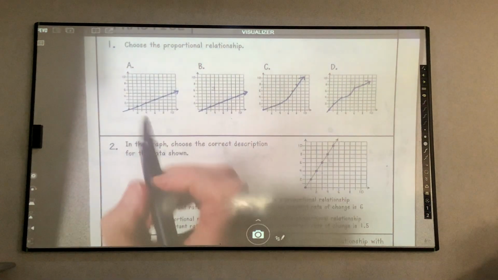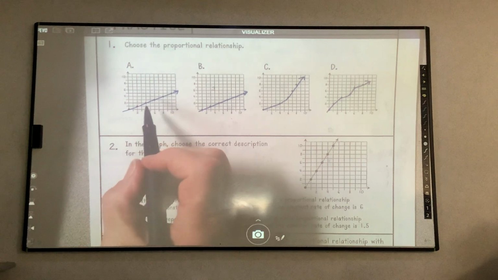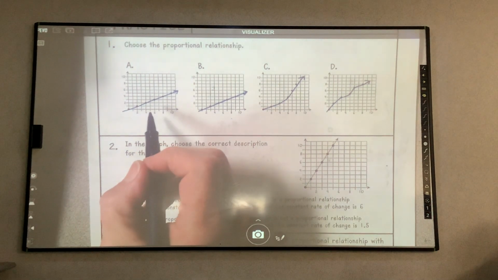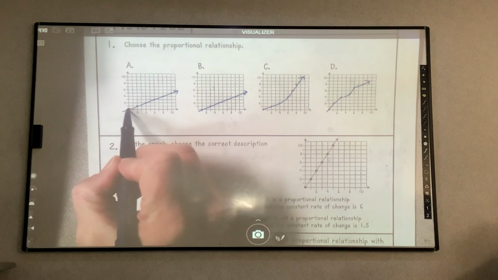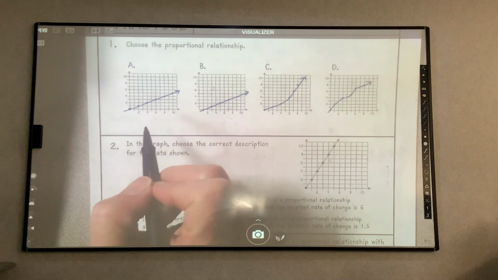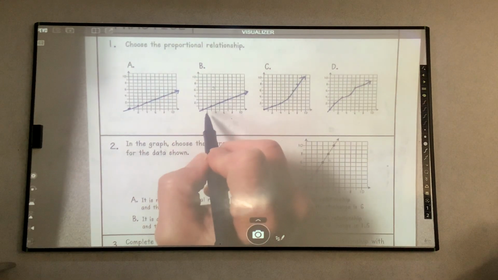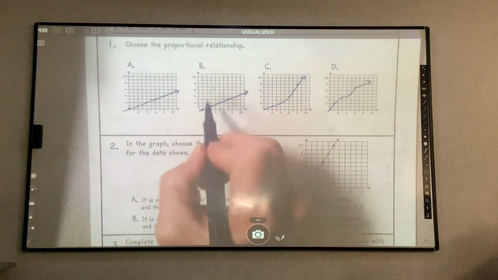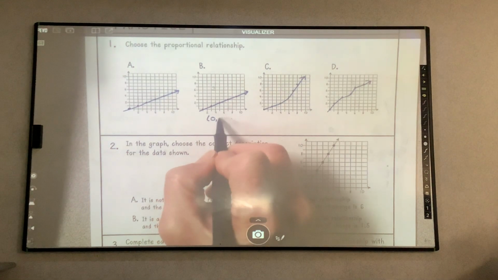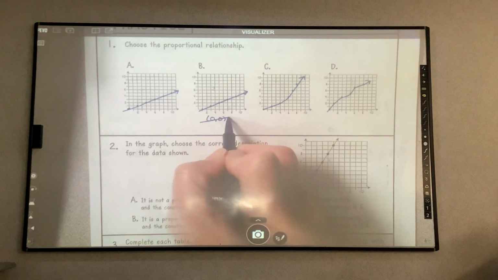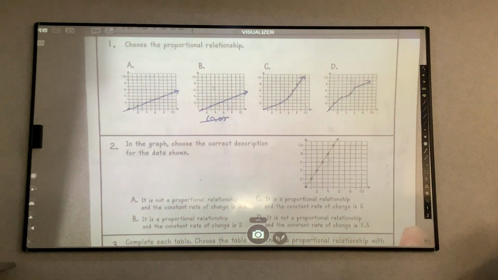Alright, let's take a look at A. You have to ask yourself, does it go through the origin? Yes. Is it a straight line? Yes. So should it be proportional? Yes. What about B? It doesn't go through the origin. So we put 0, 0, and put a line through it, meaning it doesn't go through the origin. Sometimes you can have a straight line and not be proportional. You just call that a linear equation, but it's not proportional.